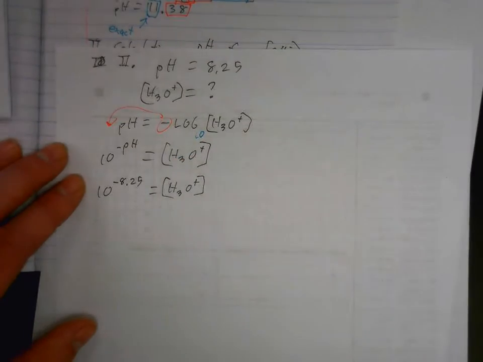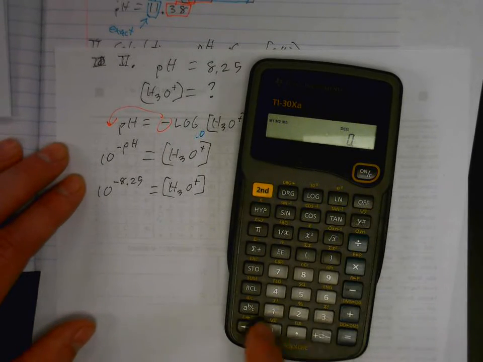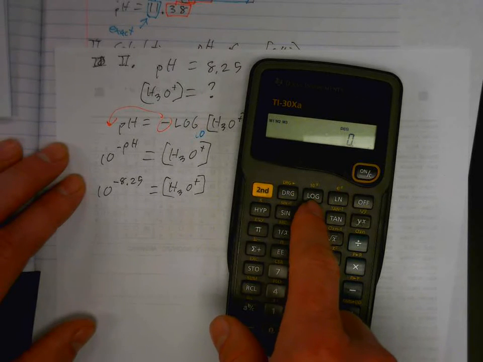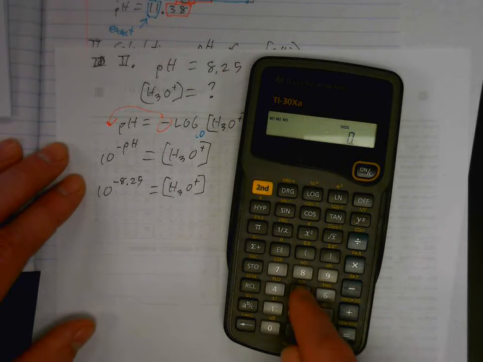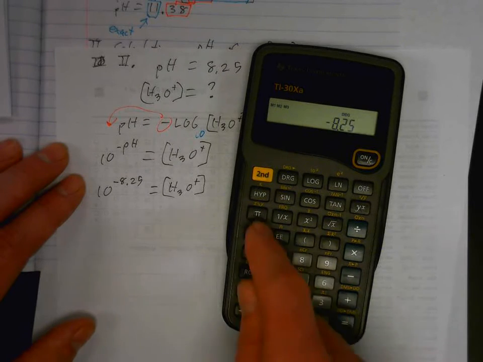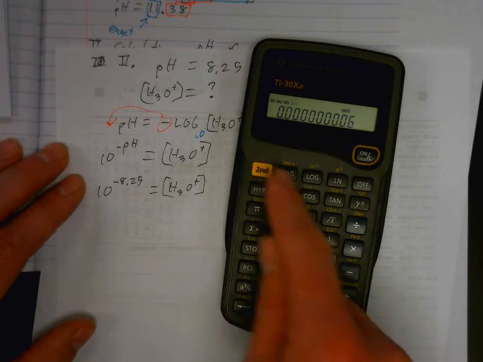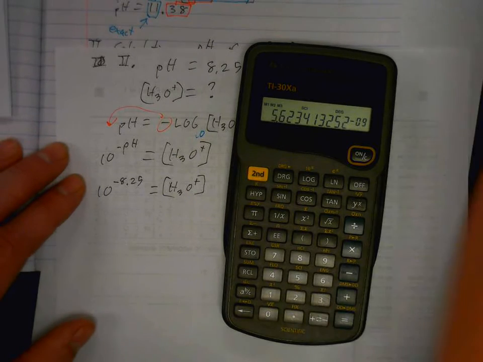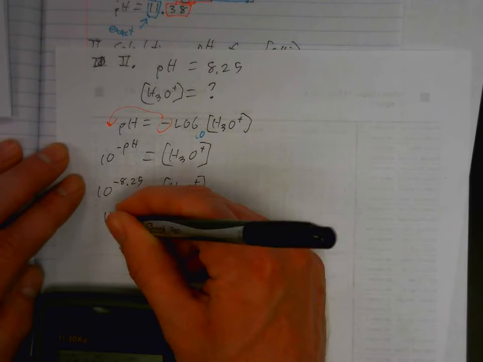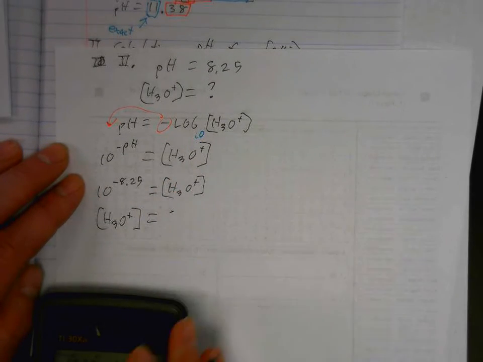Well, let's put that into our calculator and get a number that's in scientific notation. So we use the inverse log, or 10 to the x key. On this calculator, I would type in 8.25 negative second inverse log, and I'm going to convert that to scientific notation. Second EE, that's 5.62 times 10 to the negative 9. So the H3O plus concentration is, now let's check those sig figs.